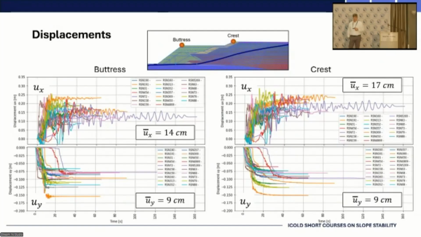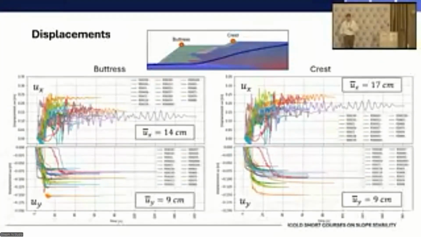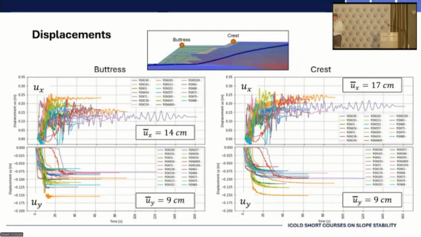Let's move to the top of the crest, which is the right column, and focus on the horizontal displacement, which is the top figure. You see a lot of results, and the biggest, the highest, is about 0.25, the smallest is about 0.10 or something, and the average is 17 centimeters or 0.17. So you get values between 0.10 and 0.25.